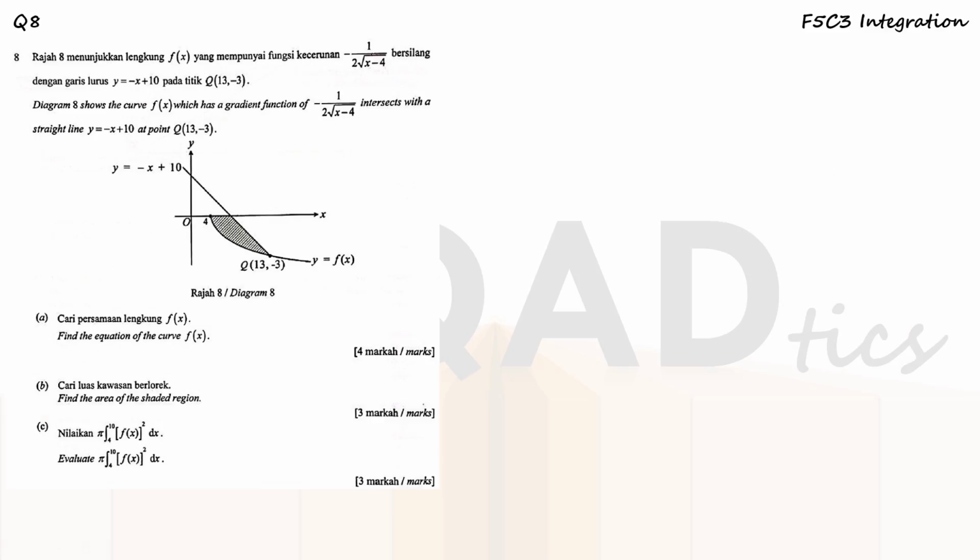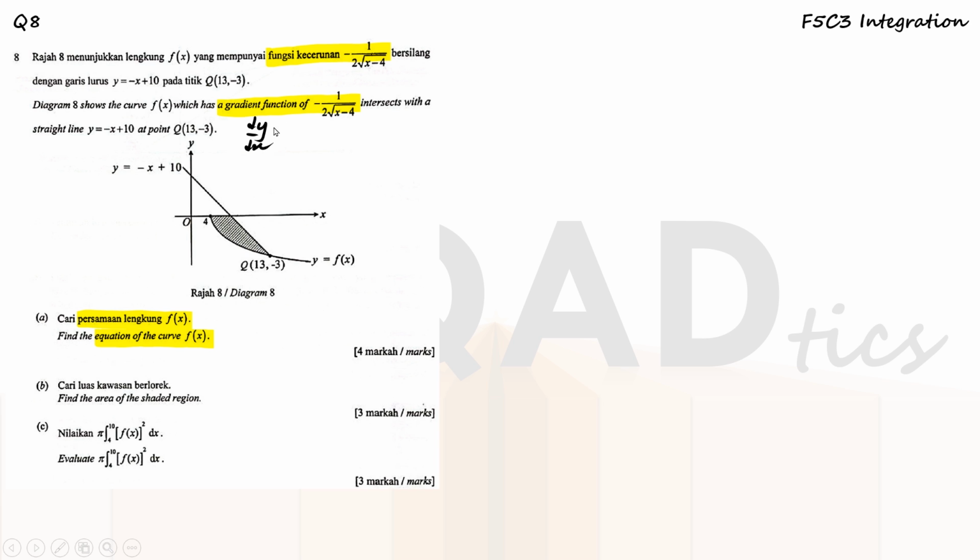Going to section B, the first question comes from integration, and here we have a gradient function. Please remember, gradient function is dy over dx, right? In this diagram we have a line and a curve and the shaded region. For part A, we need to find the equation of the curve, the original equation.